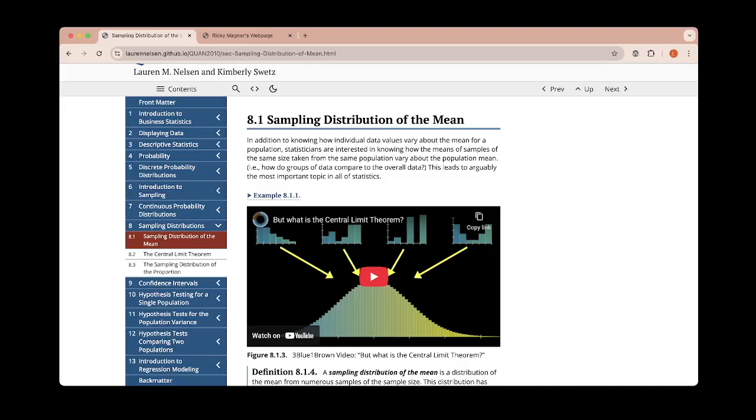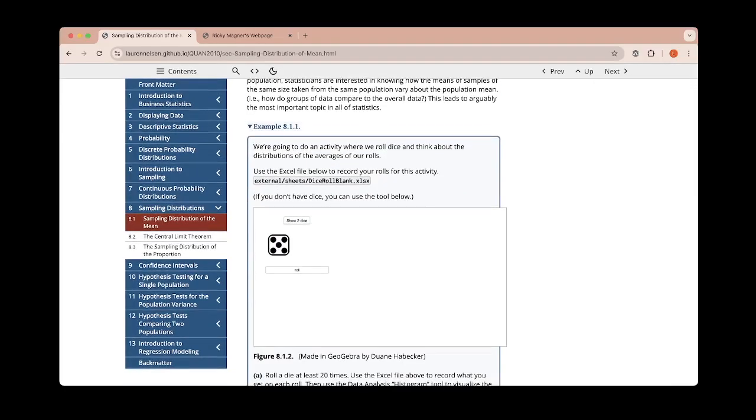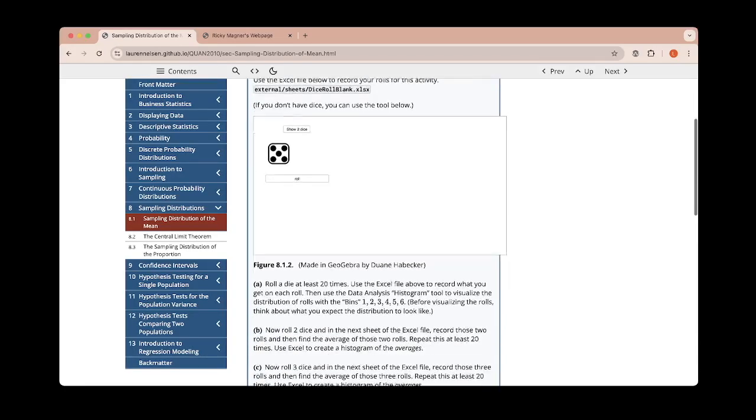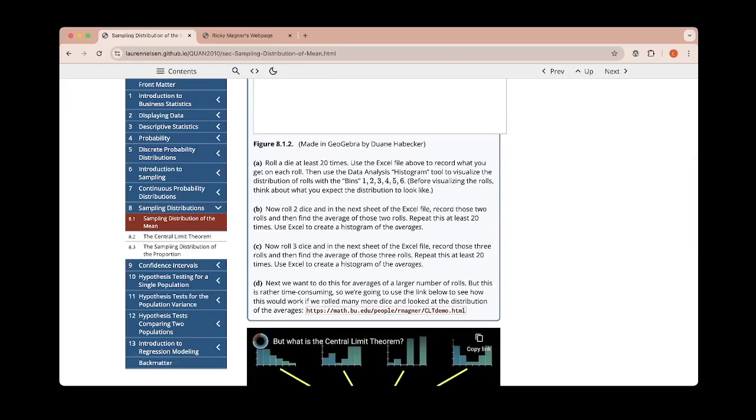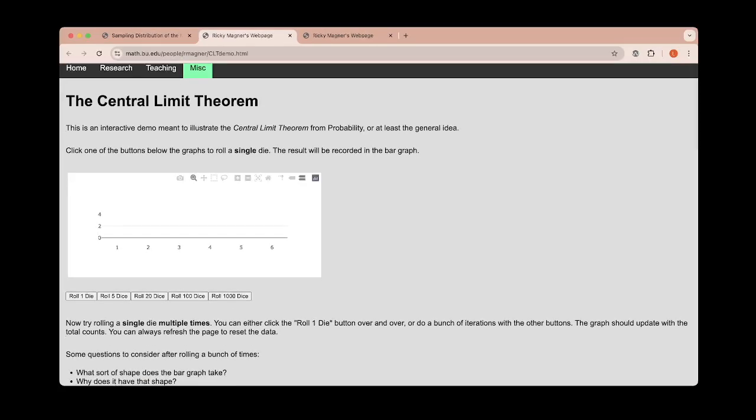And this is going to lead to maybe the most important topic that we're going to study, called the central limit theorem. And to get an idea of how this works, we're going to roll dice. In this activity, I'm going to skip down to this link in the last part, where it'll walk us through this activity where we'll roll bigger and bigger groups of dice and look at the averages. In this first little image, we're just going to be rolling a single die repeatedly.